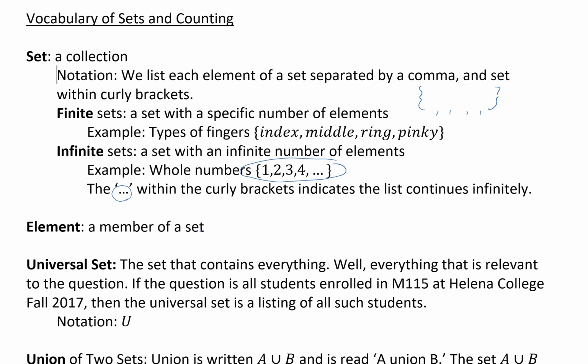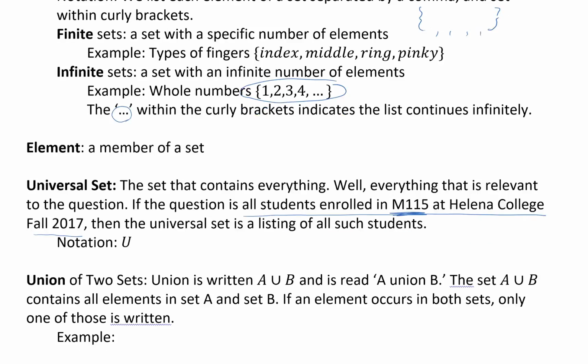So if the question is all students enrolled in M115 at Helena College fall of 2017, then the universe is a listing of all the students in that class. The universe would not be all students at Helena College because I've limited it to just those in Math 115. The notation that we use for a universal set is a capital U. A lot of times it's more of a cursive italic type of U.